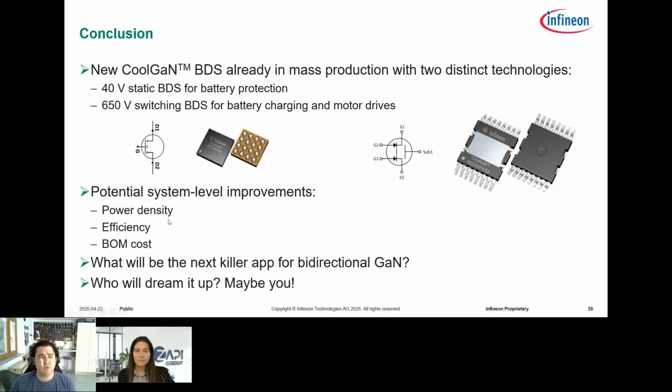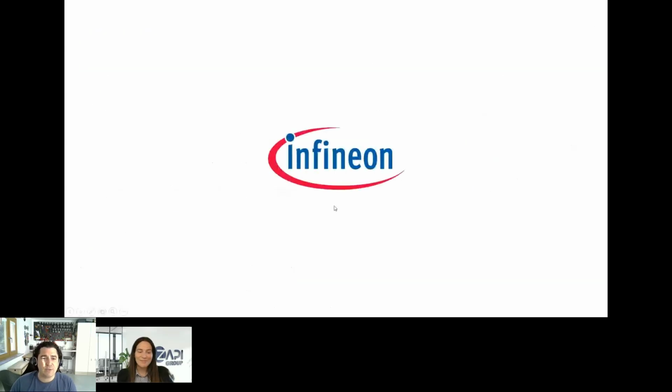There are huge improvements you can see at the system level: size, efficiency, cost. But what I would ask you to think about is, what do you think the next killer app is going to be for bidirectional GaN? Because most of us in this field have spent the better part of our career designing around unidirectional switches, as if that's all that there is. We have diodes, we have MOSFETs, we have BJTs and thyristors, etc. But now we have a new tool in our toolbox. So what's next? Who's going to dream up what comes next? I hope that it's somebody in this call. So the challenge has been thrown down. With that, I'd like to conclude and open it up for questions.